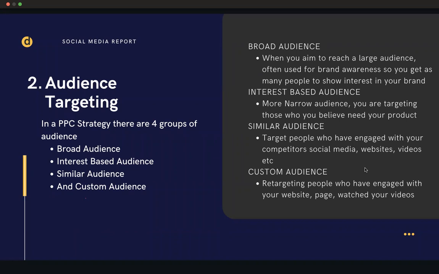Then we'll move to similar audience. Did you know that you can actually target people who have engaged with your competitor's social media? Yes, you can actually do that. And that's where similar audience comes into play. So how can you do this?